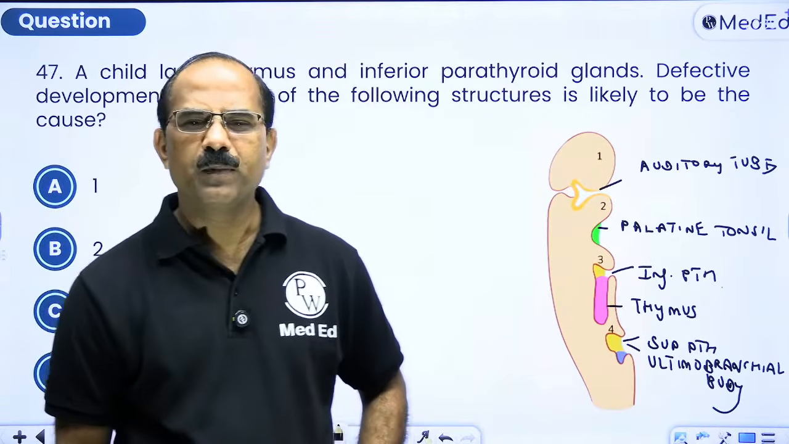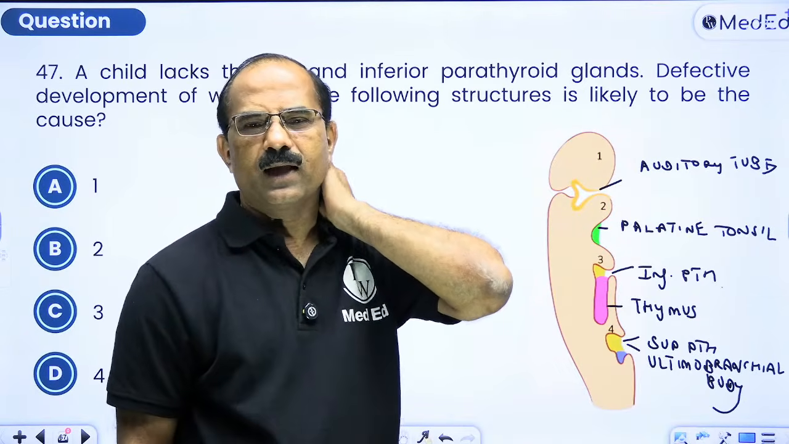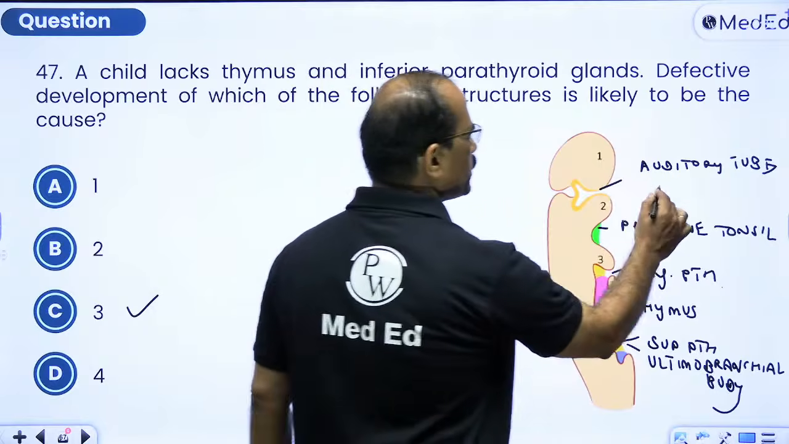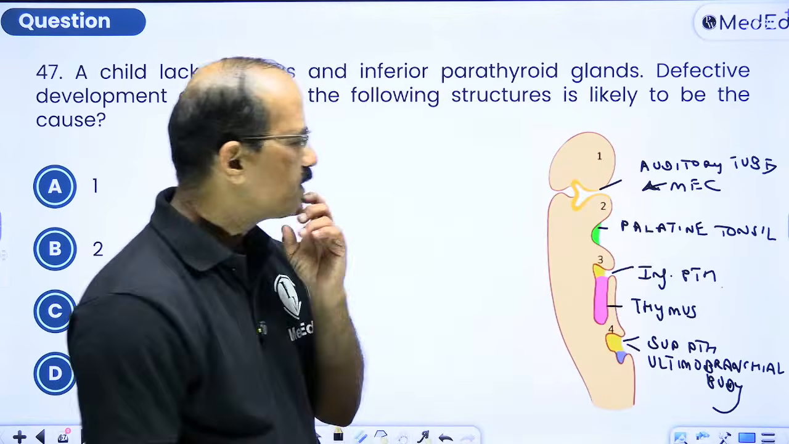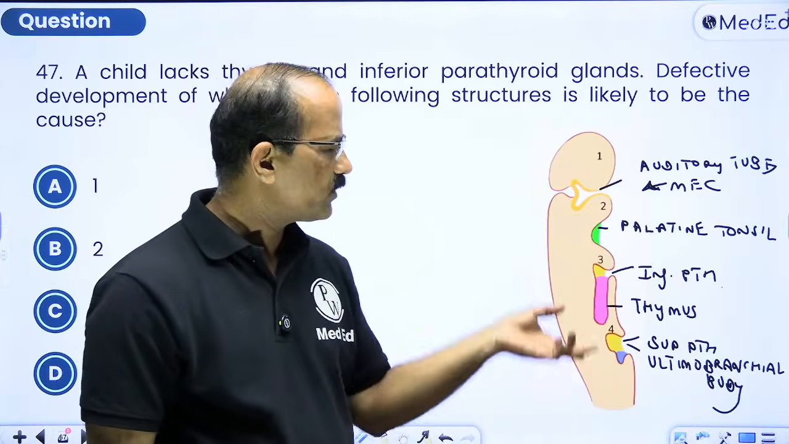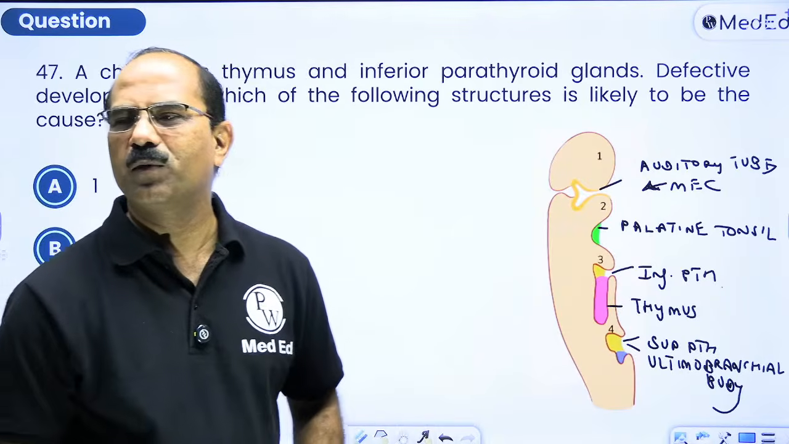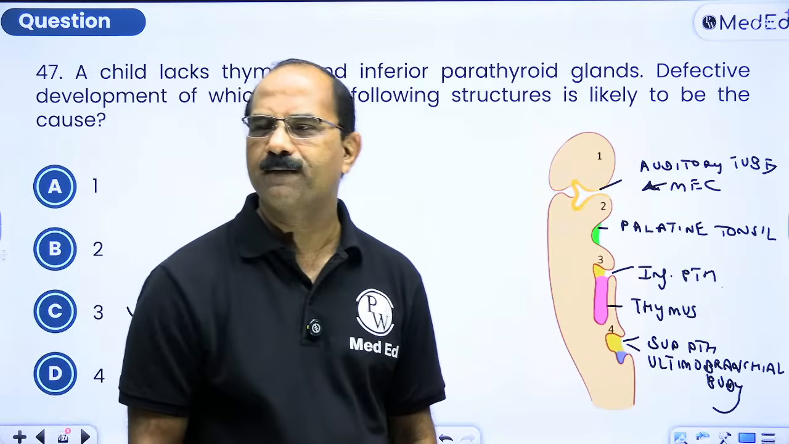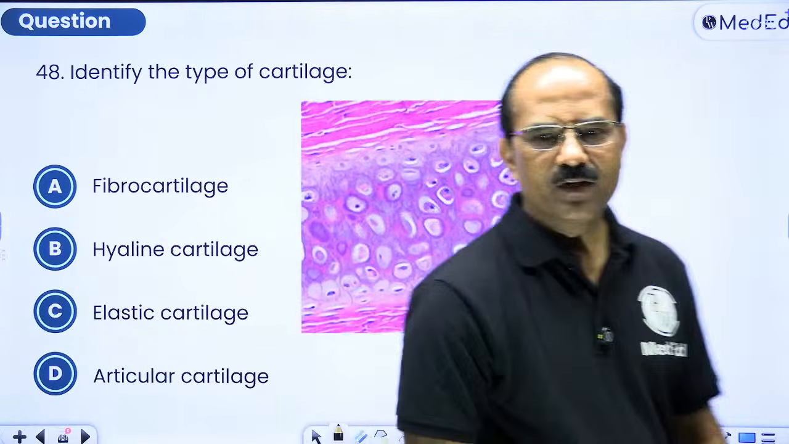So of the endodermal pouches, the first forms the eustachian tube and the middle ear cavity. The eustachian tube and middle ear cavity are derived from the first, the second forms the palatine tonsil, the third forms the thymus and inferior parathyroids, and the fourth and sixth fuse, they form the superior parathyroid and the ultimobranchial body. Fine. Okay, coming to the next, identify the type of cartilage.